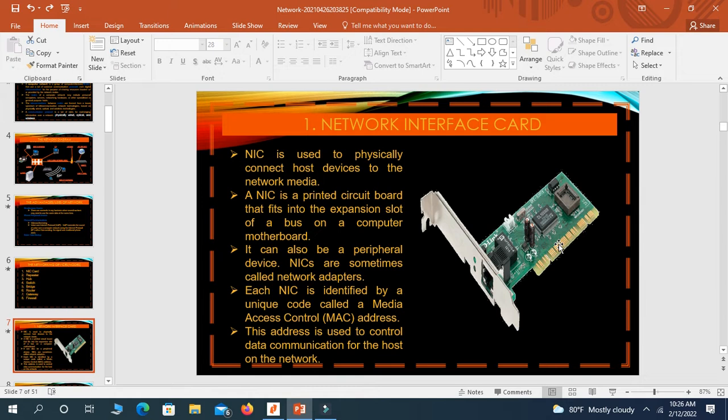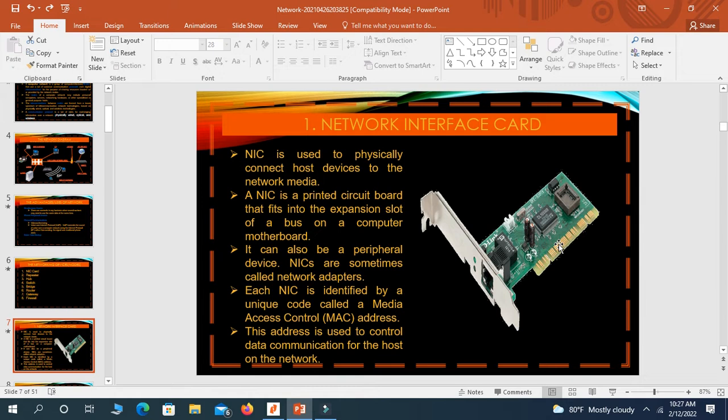Okay, next up we have, each NIC is identified by a unique code called a media access control address. Each NIC will have a specific media access control address. You have to understand this one. This address is used to control data communication for the host on the network. Is it understood?